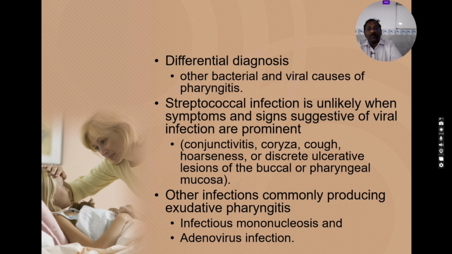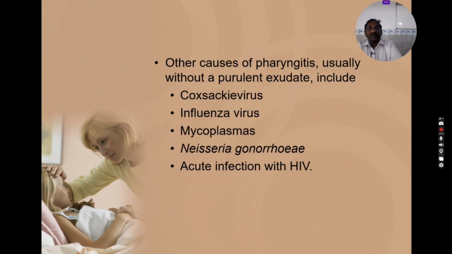Other infections commonly producing exudative pharyngitis are infectious mononucleosis or some adenovirus. Pharyngitis without a purulent exudate includes viruses like Coxsackie, influenza, mycoplasma, Neisseria gonorrhoeae, and acute infection with HIV. Whereas with Streptococcus pyogenes, you will have a pharyngitis with a purulent exudate. So, erythema of the pharyngeal wall, erythema of the tonsillar pillars, and then tender anterior cervical lymphadenopathies. The patient is toxic. So these are all features of Streptococcus.